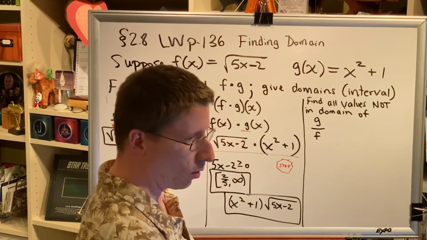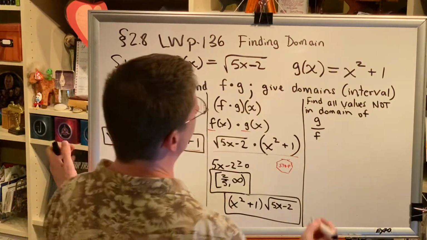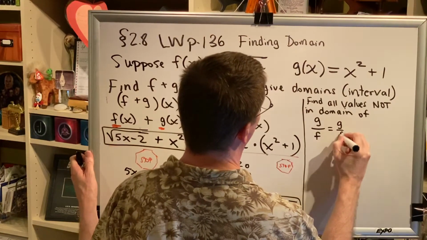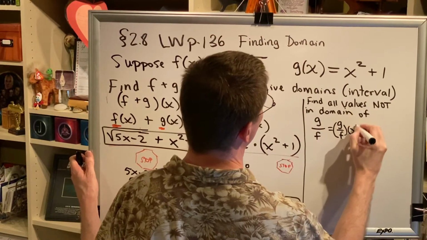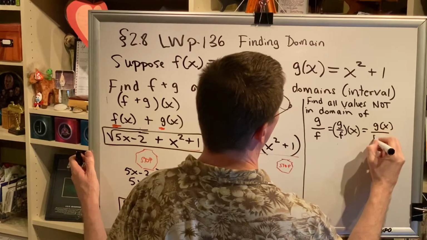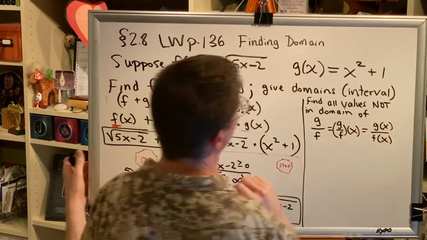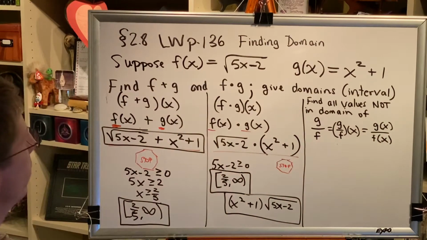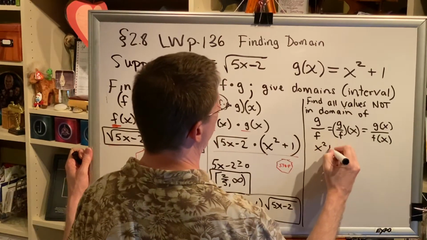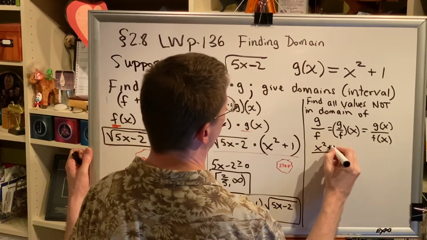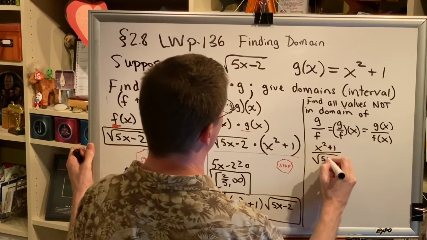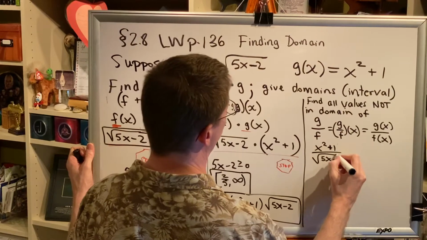All right, so first let's go ahead and create G over F. G over F is the same thing as G over F of X, which is the same thing as G of X over F of X. All right, let's go ahead and create that fraction. So G of X is X squared plus 1. F of X is the principal square root of the difference 5x subtract 2.